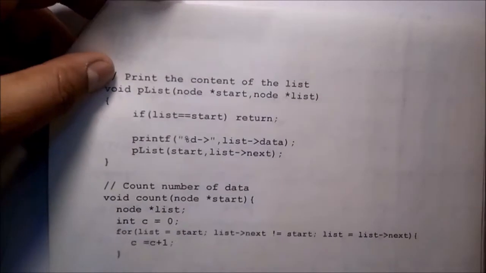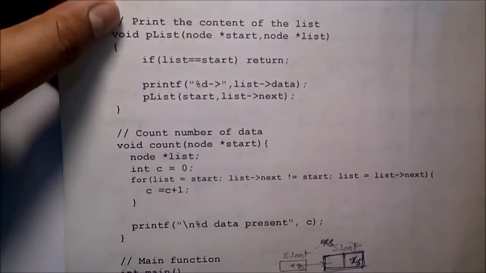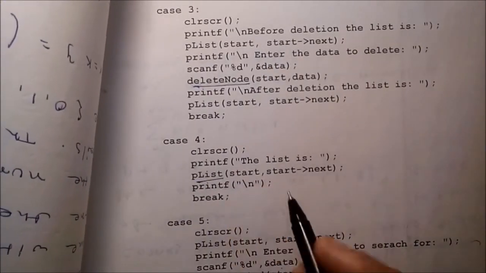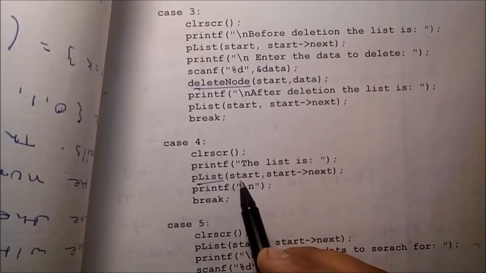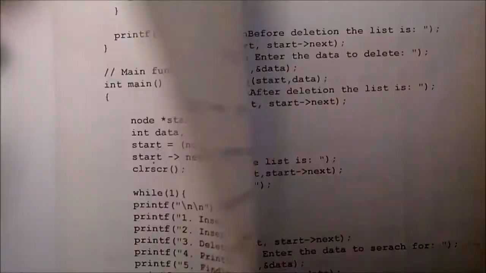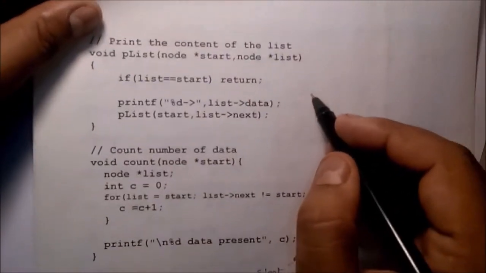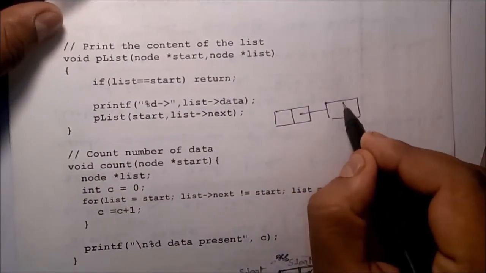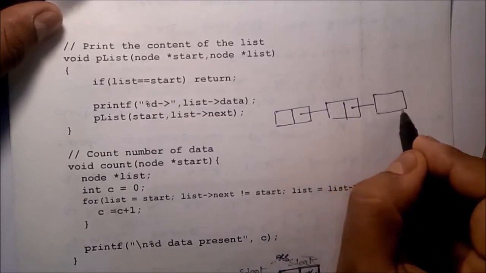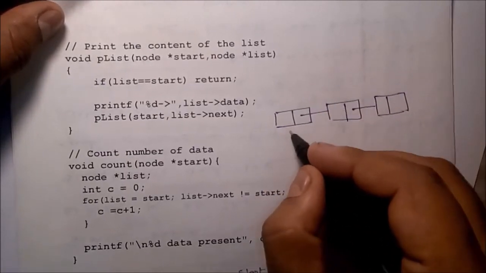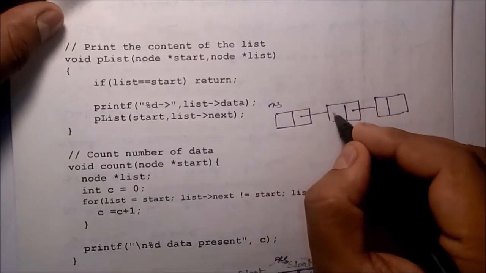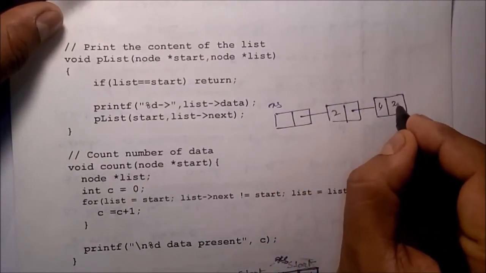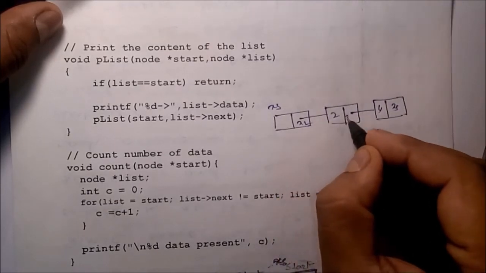Now suppose you press 4 to print. So here we are passing two parameters, start and start next. Okay, that means suppose it is xx. Say 2, 4. xs is there, it is x2 and it is x4.